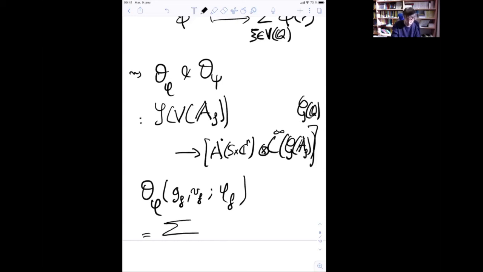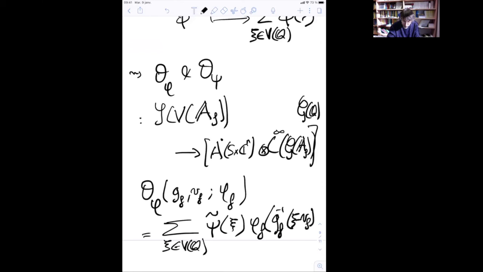It is the average over all the Q points of the vector space of my form psi tilde evaluated at c times phi_f of (g_F^{-1} c - v_F). It sounds a bit weird, but let's consider a simple case.